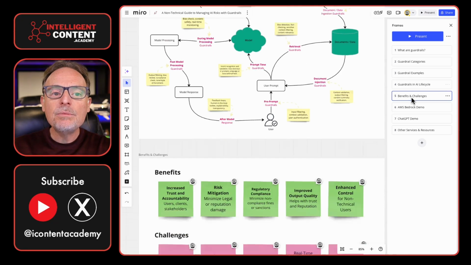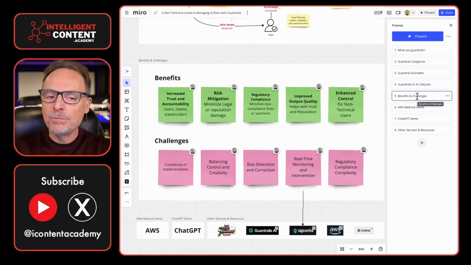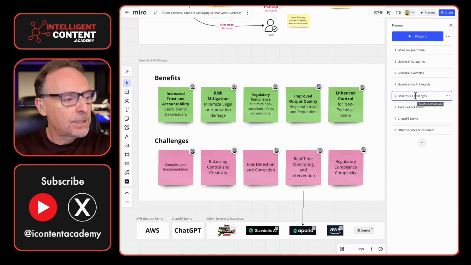So let's talk a little bit about benefits and challenges, and I promise you after that we'll jump into AWS and ChatGPT and we'll go through a lot of the stuff. So I'm just checking to make sure everything is good and we're all looking good.